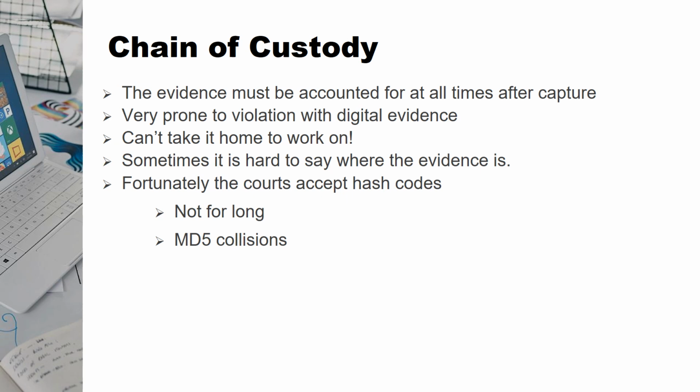Sometimes it can be challenging to pinpoint the exact location of evidence, especially when stored in cloud environments or distributed systems. To address this, courts accept hash codes, unique digital fingerprints that verify data integrity. Maintaining a strict chain of custody prevents challenges to the evidence's credibility and admissibility. Some hash algorithms like MD5 are becoming less reliable due to collision vulnerabilities.